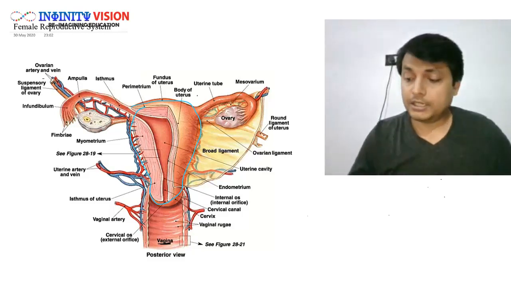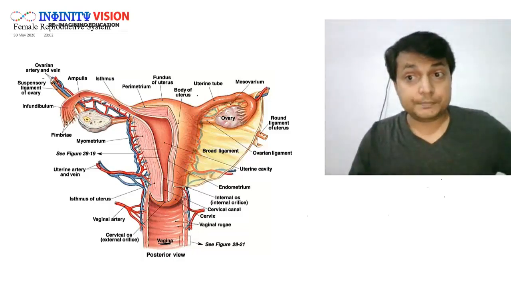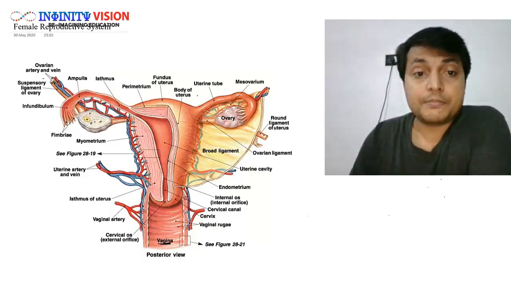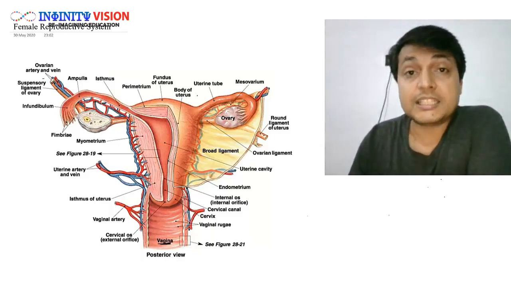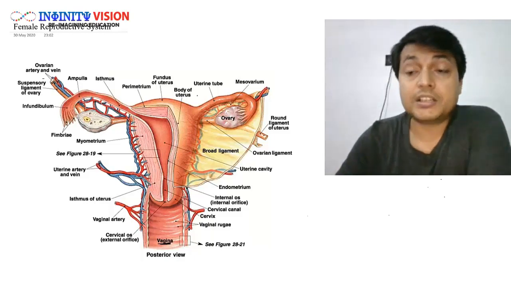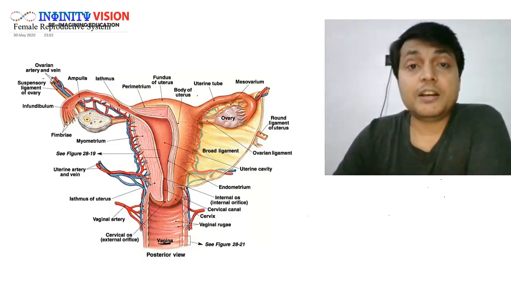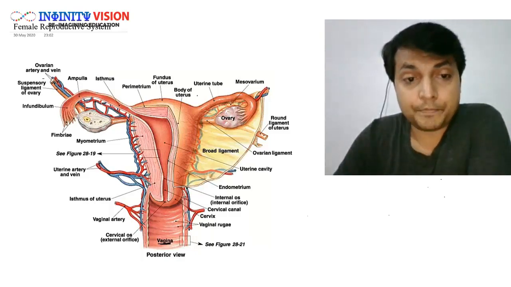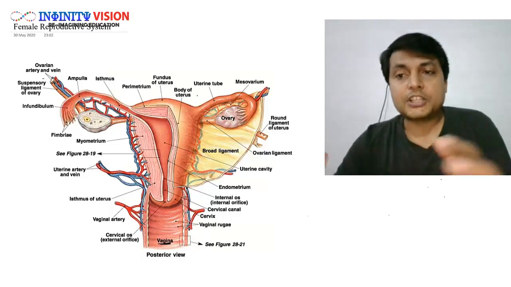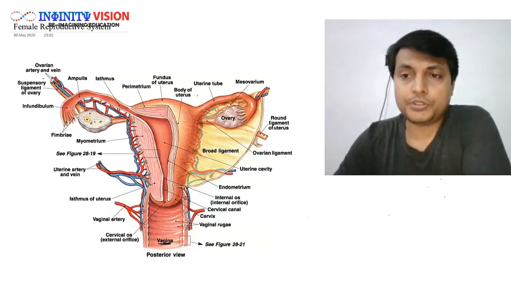Now, the uterus is the most prominent part of the female reproductive system because it is the site where implantation will occur. It is the site where the embryo develops into a fetus. So reproductively, the whole gestation period is carried out inside the uterus.